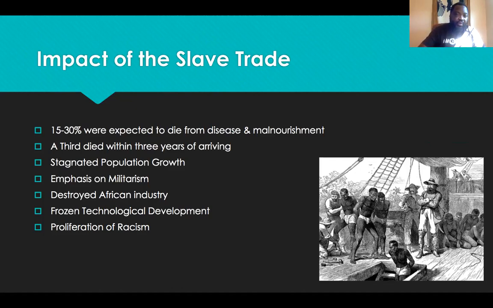A lot more, of course, that we can talk about, particularly if we talk about the impact within the colony, within the Americas themselves and other places where these folks were taken to the New World. But these are just a few of them that I want you to ruminate on.